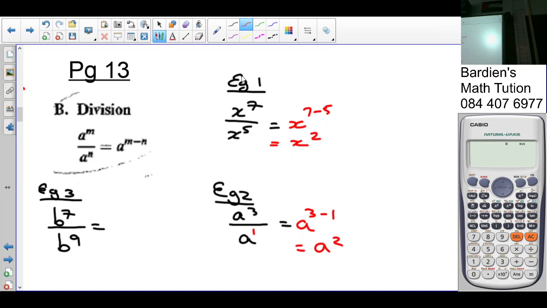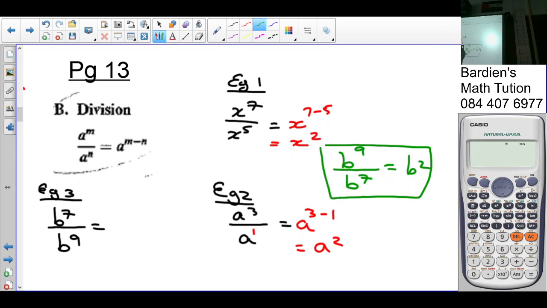So, what would the sum have been if it was B to the 9 over B to the 7? That would be B squared, not so? So good. Is the question the same? No. So should the answer be the same? No. You see that? So what should the answer have been? The negative 2.